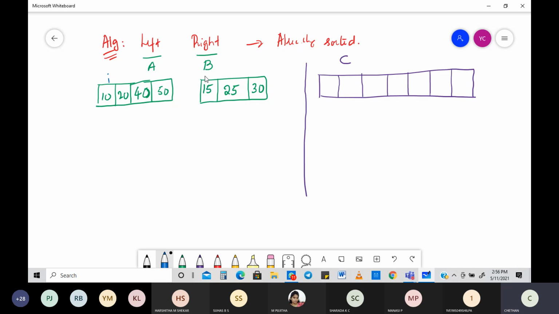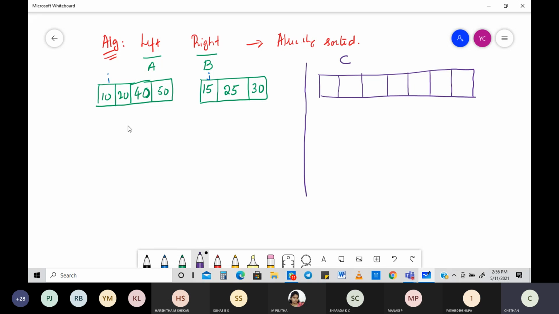Why do I need I, J and all? Because to write it in a general form, you need to know. You can't always take 10, 20, 40, 50, 15, 25, 30 every time to talk about things, right? You need to talk in general terms. So only we take I and J. So what is the thing I told you?